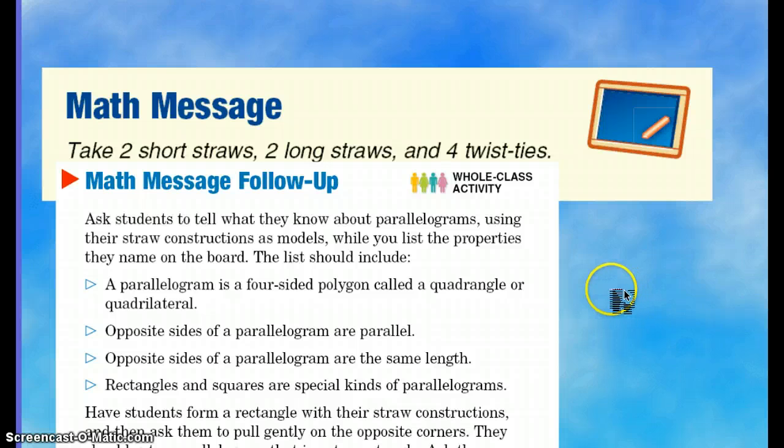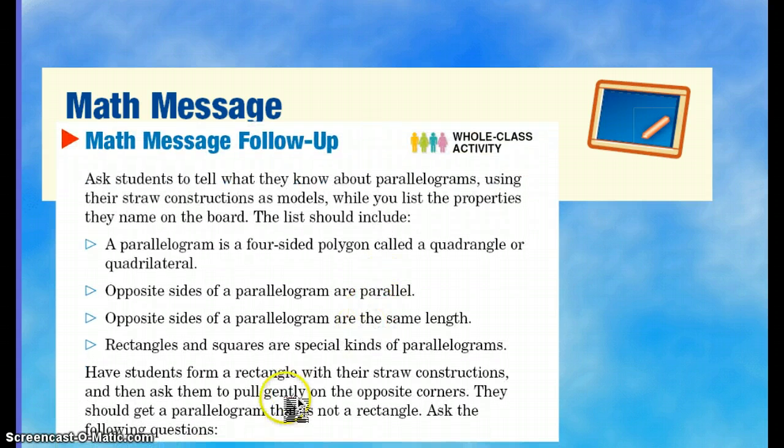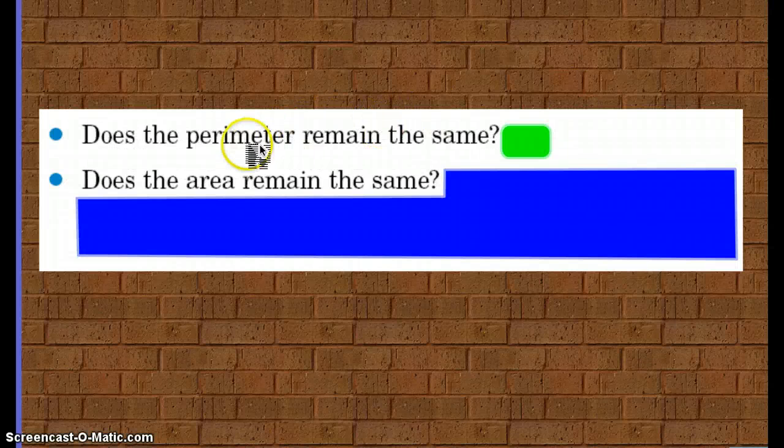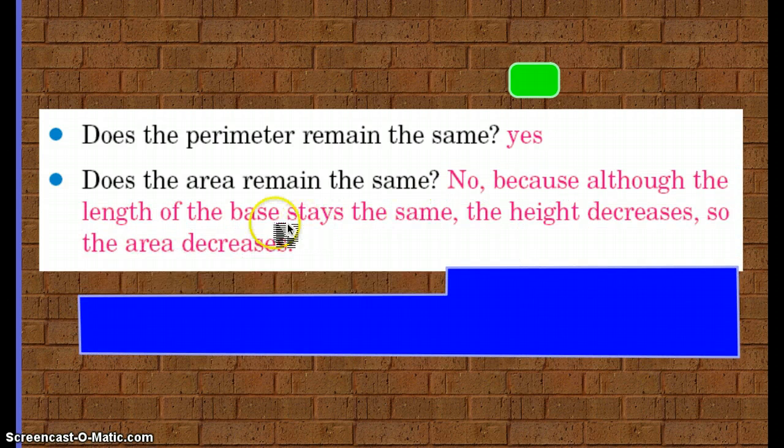I want you to form a rectangle with your straw constructions, and then pull gently on the opposite corners. You should get a parallelogram that is not a rectangle. Then I want you to see, does the perimeter remain the same? Remember, perimeter is around the outside. Does that remain the same? Yes, it does. Does the area remain the same? Hopefully you notice that no, because although the length of the base stays the same, the height decreases, so the area decreases.